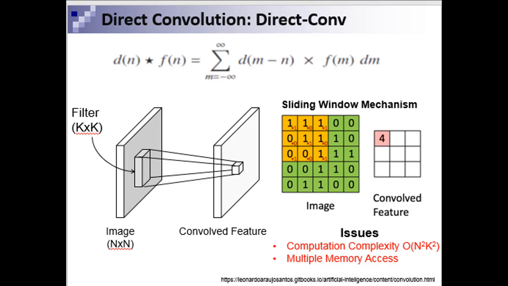So right now, what's the traditional convolution method used? It can be better explained by this diagram, where a 5x5 image, shown in green, is getting convolved by a 3x3 filter, shown in yellow. We can see the filter is sliding across the image, and at each position it is doing a dot product of the filter with the patch of the image, and we are getting the convolved features. The problem here is that the amount of computation is very high, on the order of n squared k squared, n being the size of the image and k being the dimension of the filter. Another problem is that we need multiple memory accesses.